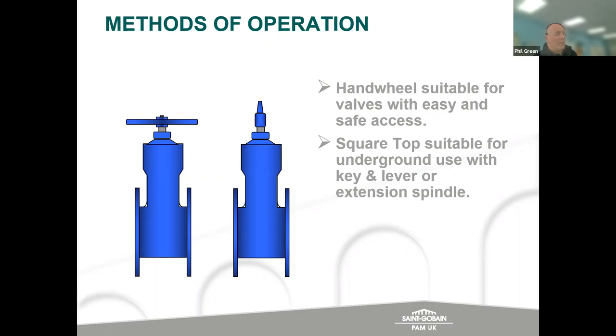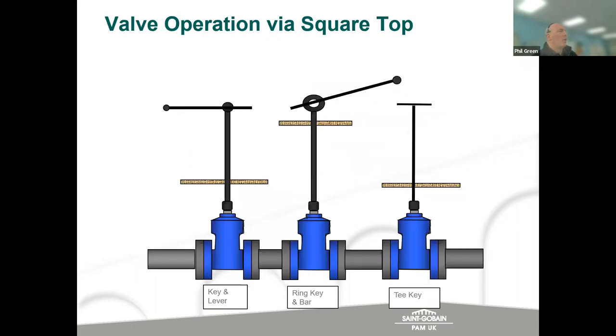And as I say, if this is underground or in the treatment works within a chamber, you don't necessarily want to get into a chamber to operate it. So you'll have a square top and a T operating system. The different types of operating system here are key and lever, key ring and bar, and a T key. So as you can see, you can get at that stem by a number of means to open that valve and close that valve.